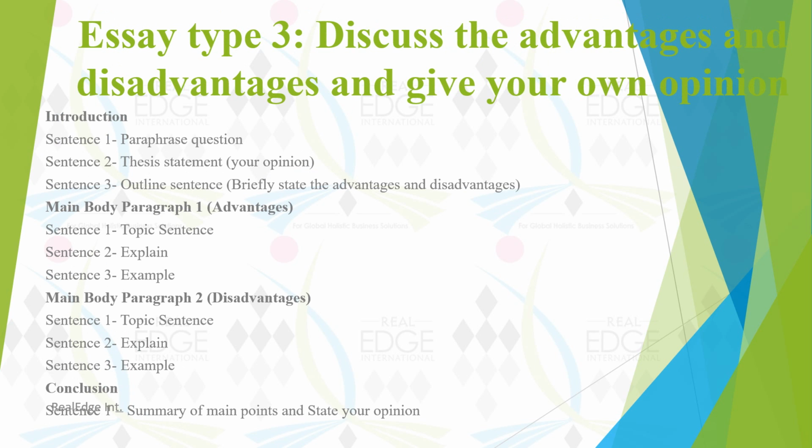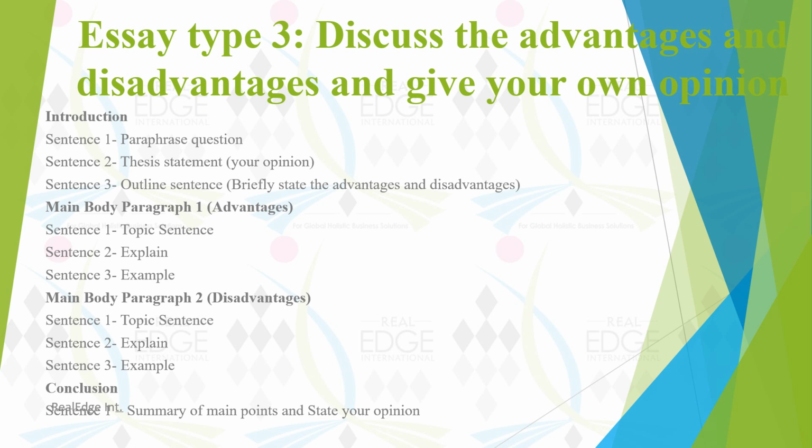The third and last type of question is: Discuss the advantages and the disadvantages and give your own opinion. Introduction paragraph, you need 3 sentences. Sentence number 1, paraphrase the question. Sentence number 2, you state your opinion. Sentence number 3, you briefly state the advantages and disadvantages.